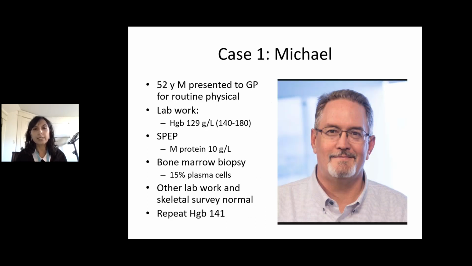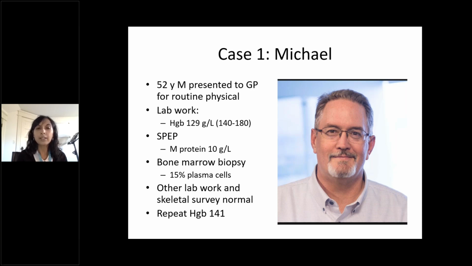So our first case is of Michael, and these are just hybrid patients. They're not any specific person in my practice, but sort of a representative example. A 52-year-old male presented to his family doctor for a routine physical, and as part of that, he had some blood work done, and it was noted that his red cell count, the hemoglobin, was a little bit low at 129, and you've got the normal values there.